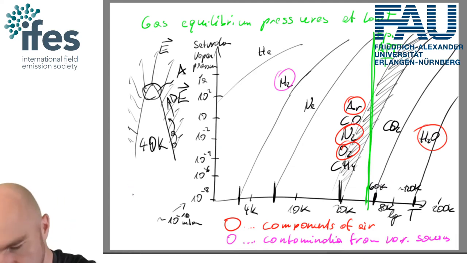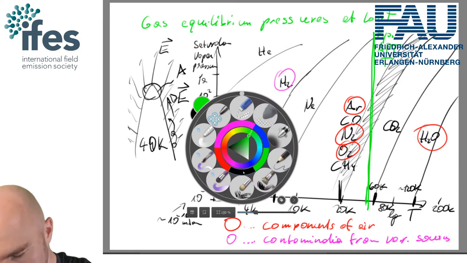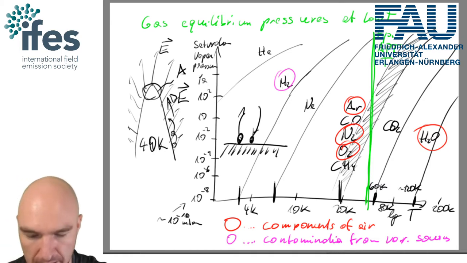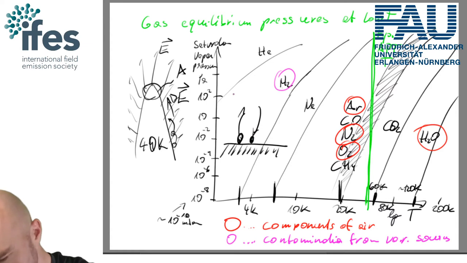And so here, this is just one way of drawing. We have a surface, and we have a molecule coming off, and we have molecules coming in. Okay, so this is equilibrium.